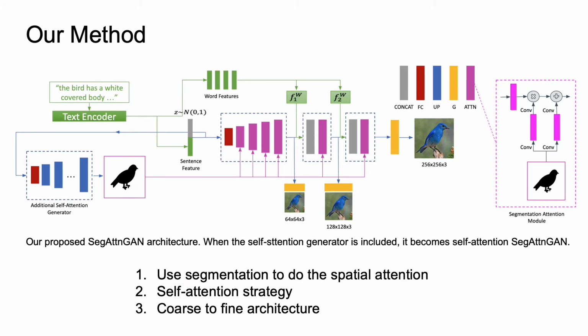So based on the AttnGAN work, we proposed a model that takes a text description as well as a segmentation mask as input. This model used segmentation to do the spatial attention after each upsample layer in the generator. We also proposed a self-attention strategy. We use a coarse-to-fine architecture for better image results. Other parts like the text encoder, word features, and sentence features are inherited from the AttnGAN model.